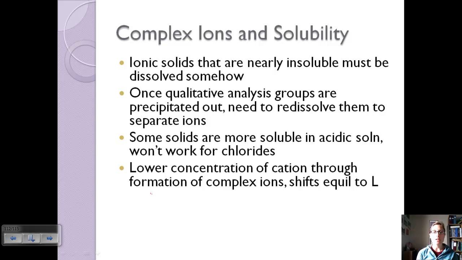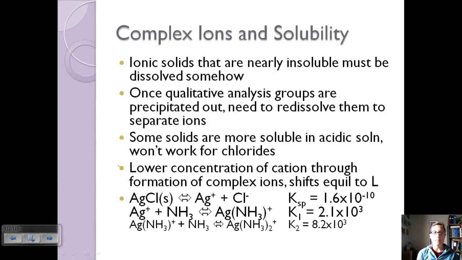And so we lower the concentration of the cation, the metal, through the formation of these complex ions, and this shifts the equilibrium to the left. So kind of just like we did in the example. For example, if we have silver 1 chloride going to silver and chlorine, our KSP is 1.6 times 10 to the negative 10. We react our silver ion with some ammonia, and we get AgNH3+, giving us a K1 of 2.1 times 10 to the third, much larger, right, than our KSP. And then we take that and we react it with more ligand, and we get an even larger K2 value. And so this is how we are lowering the concentration of the cation.